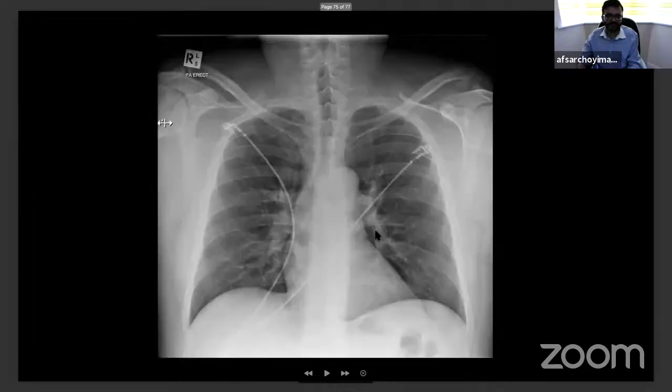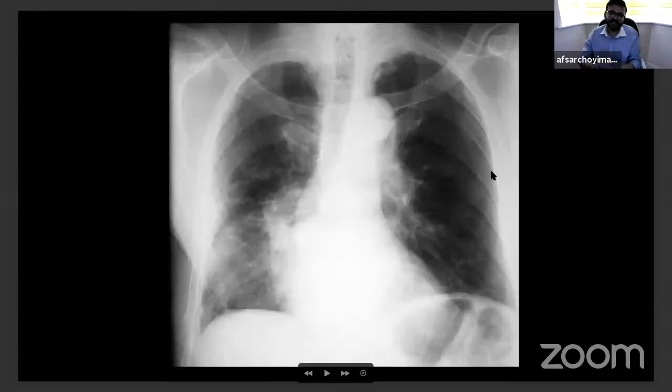Looking into the bones, you have to look at the corners, you can miss fractures, you can see dislocations like AC joint dislocation here. And this is the last X-ray.